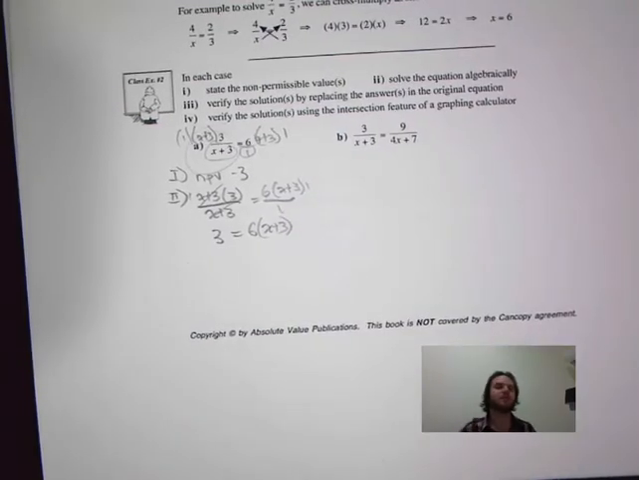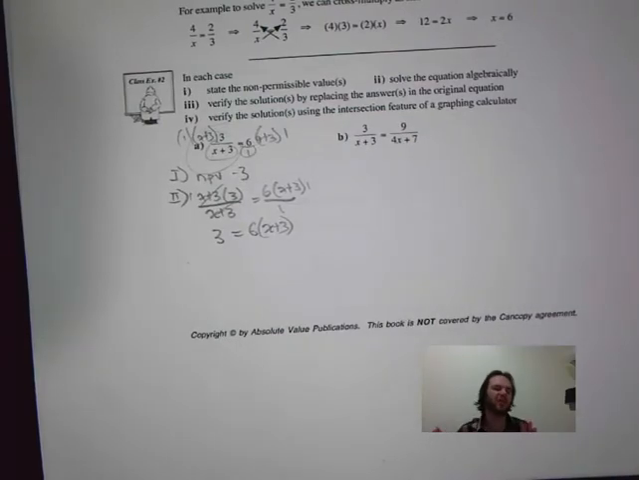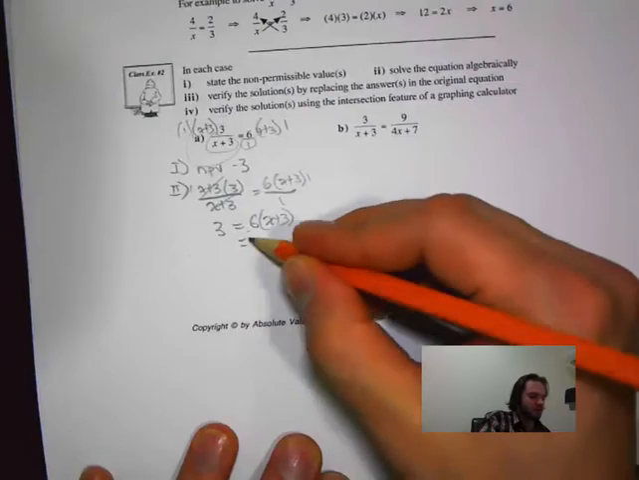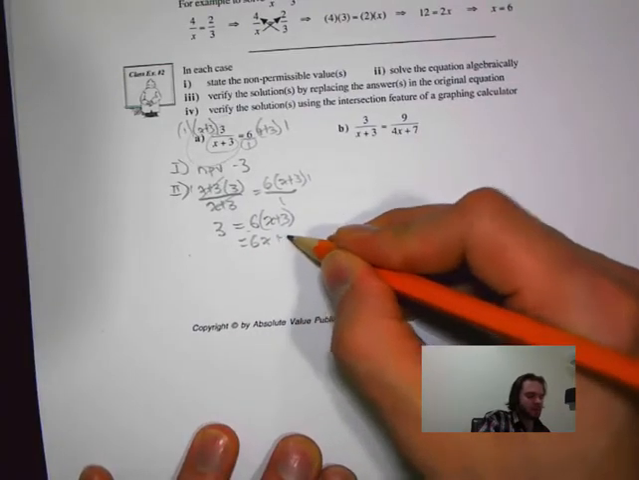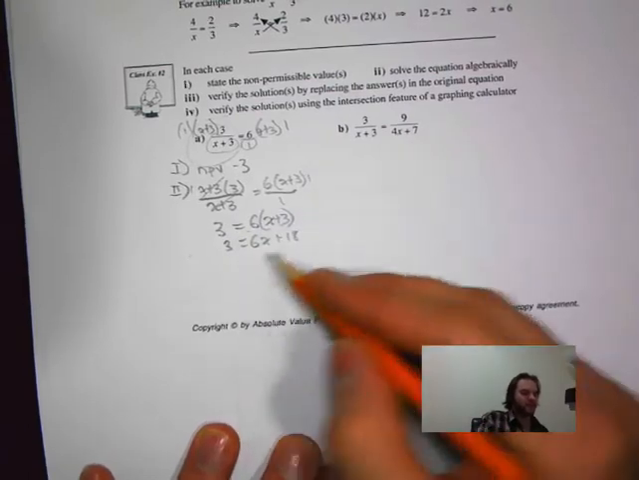Okay? Some of you could cross multiply for this, but since we have adding and subtracting there as well, cross multiplying gets a bit complicated. So now I'm going to multiply my 6, so I'm left with 6x + 18 is equal to 3. And now solve for x.